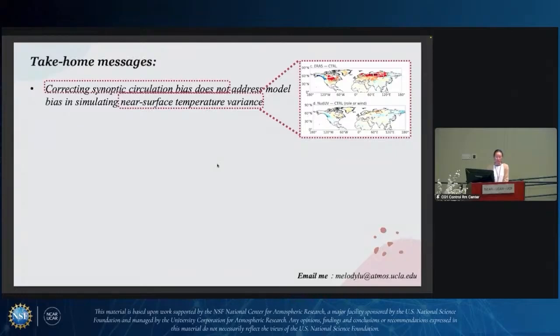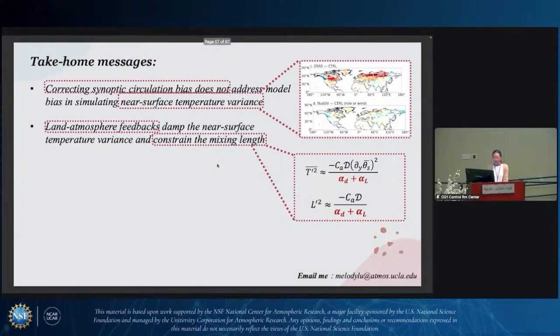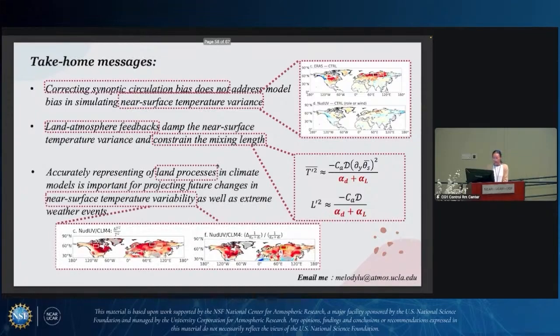A few quick summaries here: we show that correcting the synoptic circulation bias does not address the modal bias in terms of temperature variance. Then we derive a theoretical framework where we can partition the mixing length into the contributions of the land atmosphere feedback. Eventually we know that accurately representing processes involving the land is quite important for the future projections of temperature variance, and as a result, extreme weather events. I will stop here and take questions.